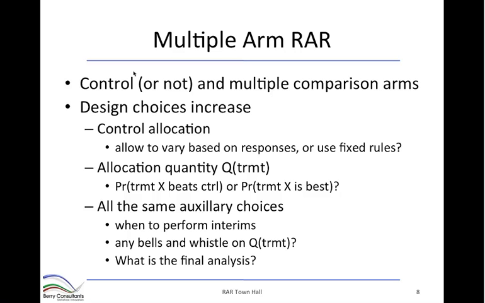When do you perform interims? What are the bells and whistles? What is the final analysis? What do I need to have happen here? It's not written on this page, but certainly one of those choices, am I interested in the best arm only, or am I interested in all the arms? That's going to come up in a minute.